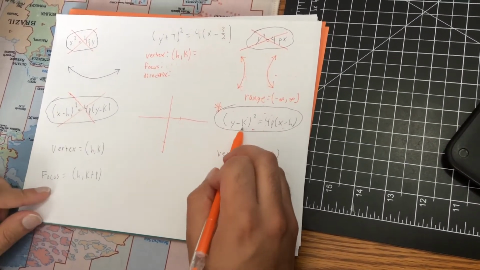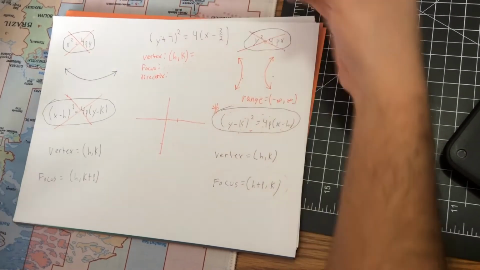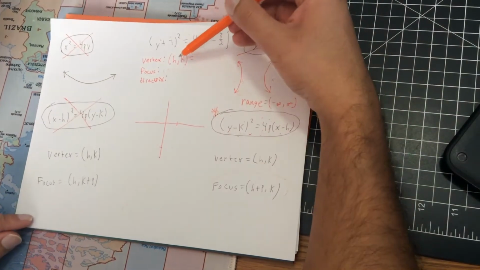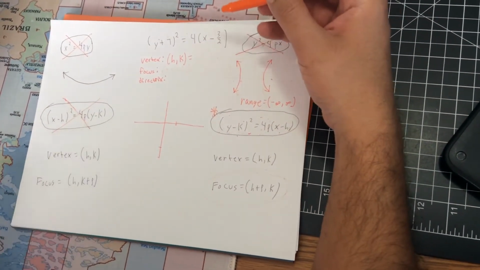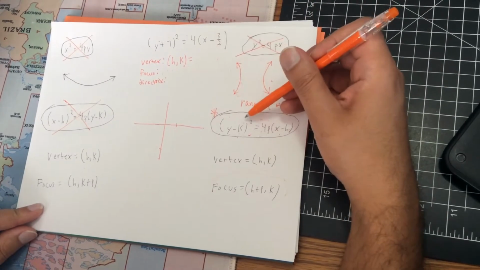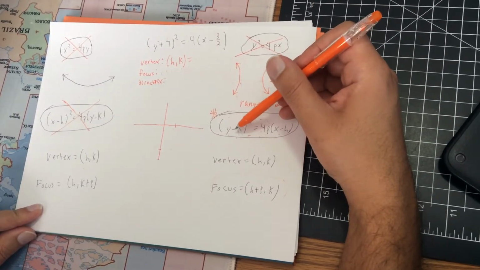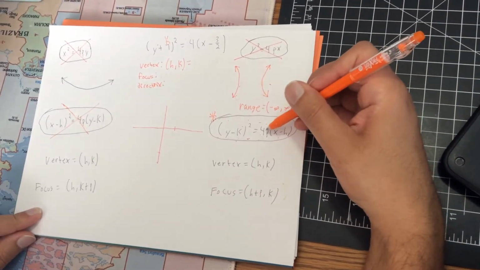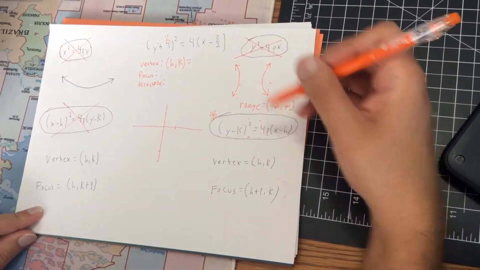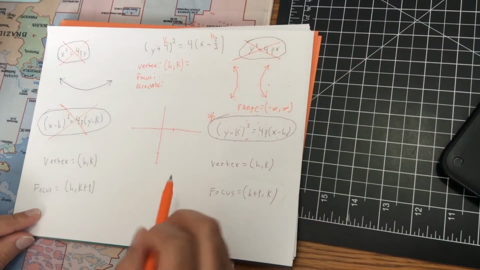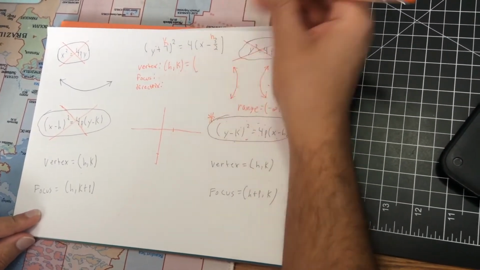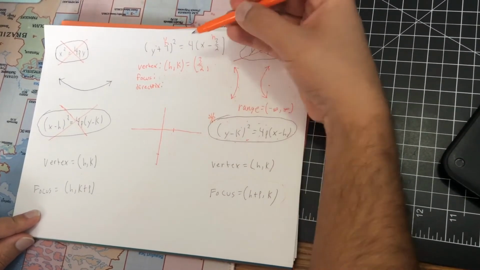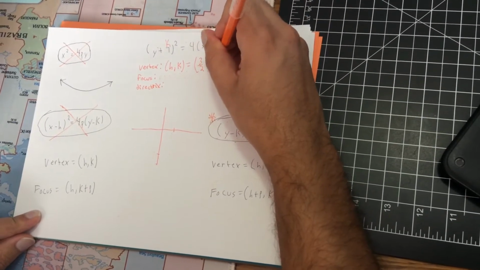We have y and a variable, y and a variable. So we know that the vertex is always (h, k). That's always going to be our vertex. And if we're looking at our original equation, we have y minus k. So this is going to be our k. And for x minus h, this is going to be our h. So our h is 3 over 2, and our k is going to be -7.